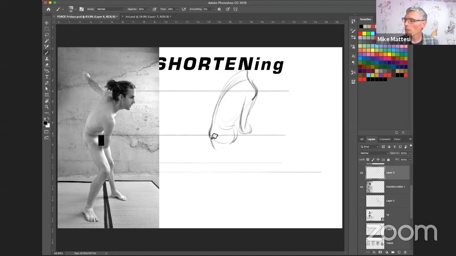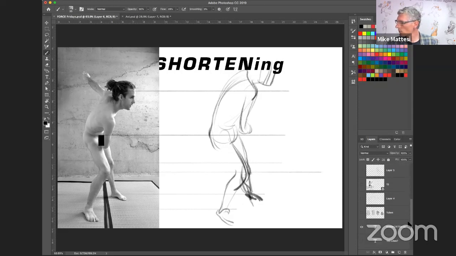Let's see, we got the pelvis here, got this leg. So I'm just gonna flatten out the torso. I'll try to nail the rest of the foreshortening, right? There's the ankle. Like so, right? So look at how drastically I stole the drama of the pose, right? Let me get rid of this word foreshortening here.